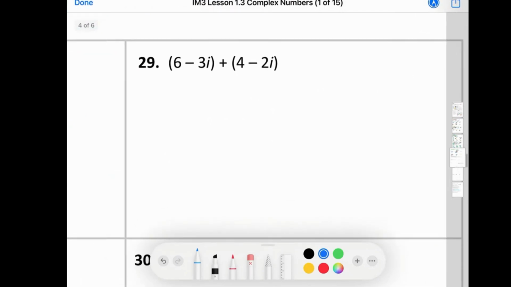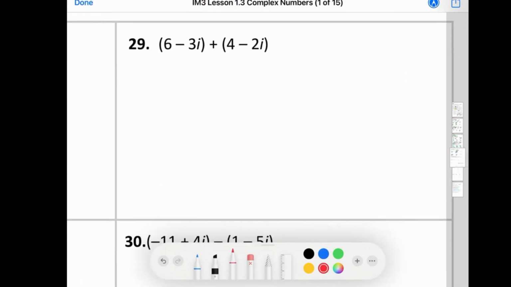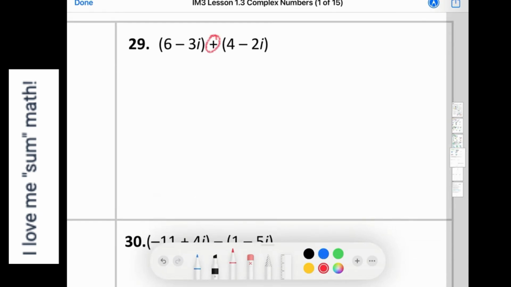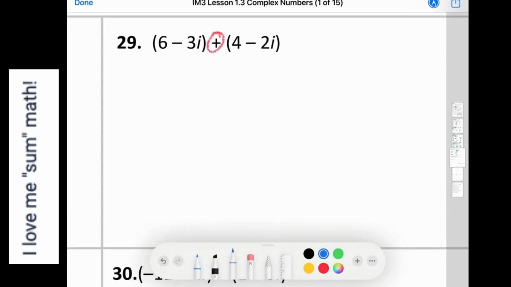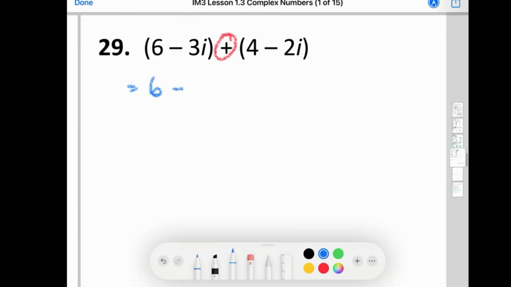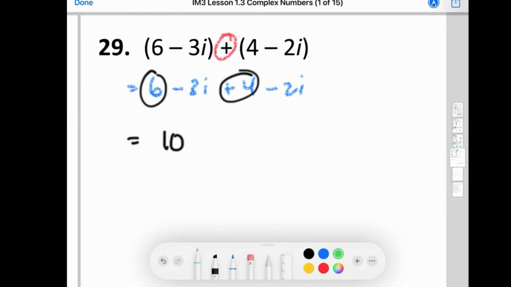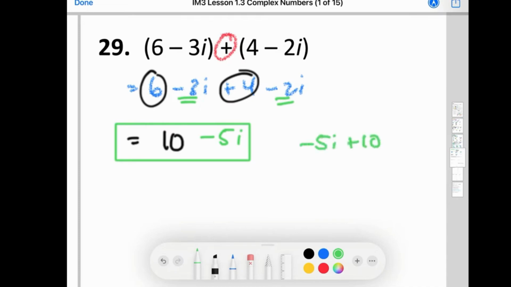Okay, number 29. This one's nice and easy. That's a plus sign, so I don't need to distribute anything, and I don't need the parentheses. So I have the reals, 6 plus 4 is 10, and then negative 3 and then negative 2 gives me negative 5i. Would it be wrong if you wrote something like this, negative 5i plus 10? It would not. Again, they just like the real.